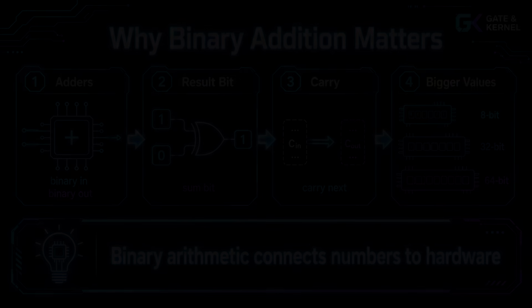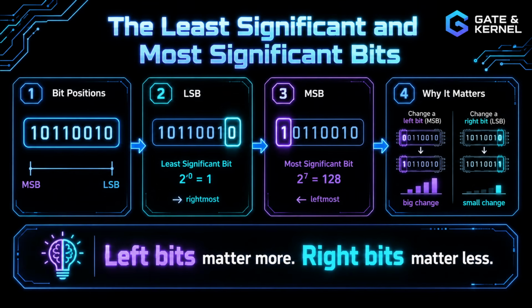Chapter 20. The least significant and most significant bits. The rightmost bit is called the least significant bit, or LSB. The leftmost bit is called the most significant bit, or MSB. In an unsigned 8-bit value, the LSB represents 1. The MSB represents 128. That is why changing a bit near the left side usually changes the numerical value much more than changing a bit near the right side.